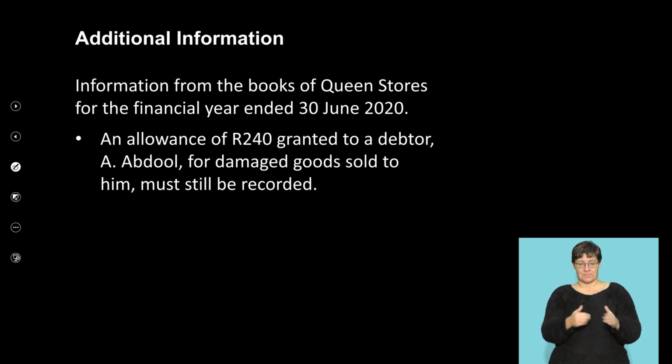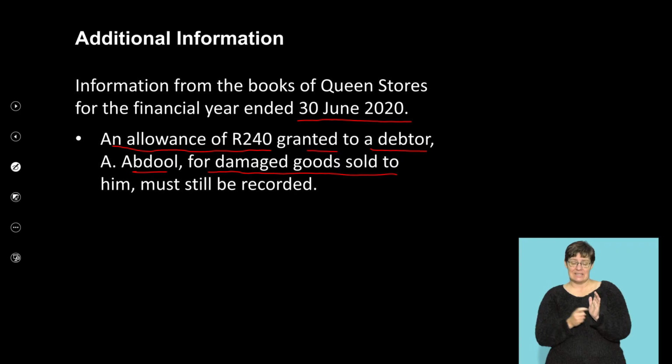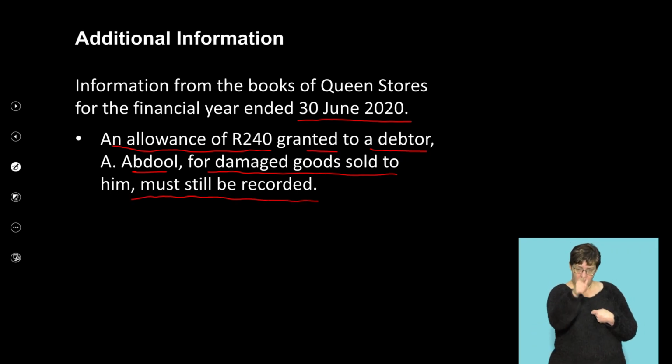Okay, here we have information from the books of Queen Stores for the financial year end 30th of June 2020. An allowance of 240 Rand granted to a debtor, A. Abdul, for damaged goods sold to him must still be recorded.